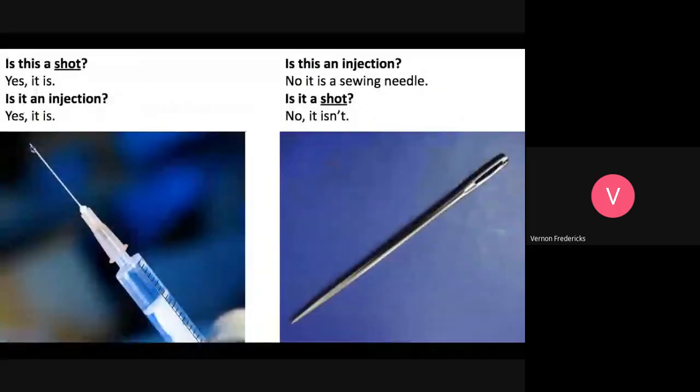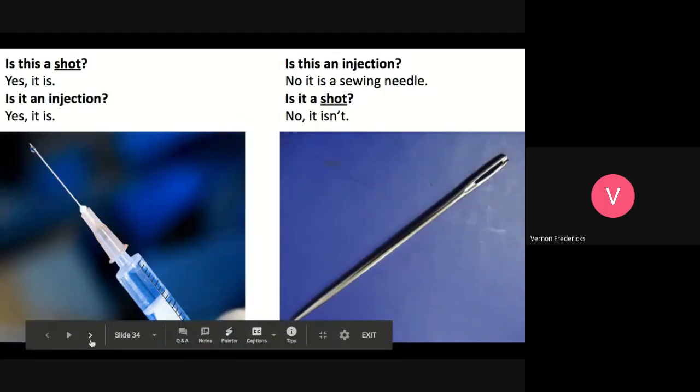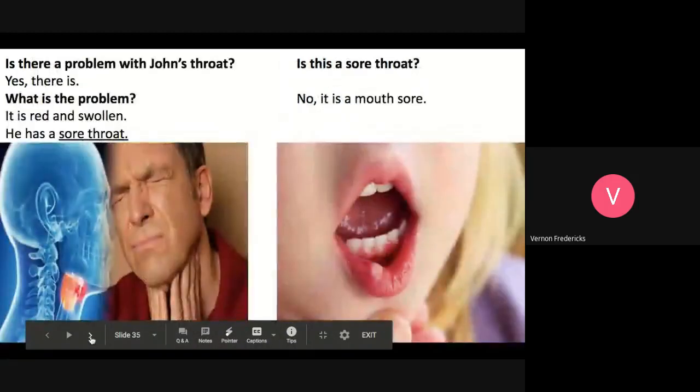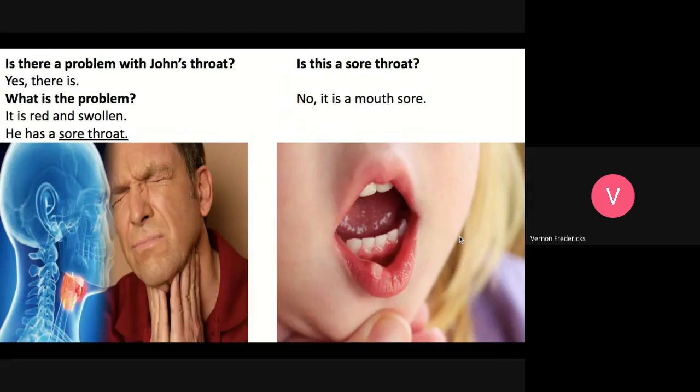Next word is shot. Okay. Picture A. Is this a shot? Yes, it is. Is it an injection? Yes, it is. Okay. Picture B. Is this an injection? No, it is a sewing needle. Is it a shot? No, it isn't a shot. Okay. So when you go to the doctor and he needs to give you an injection, that is a shot.